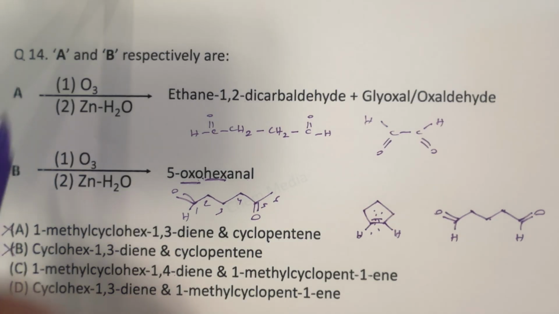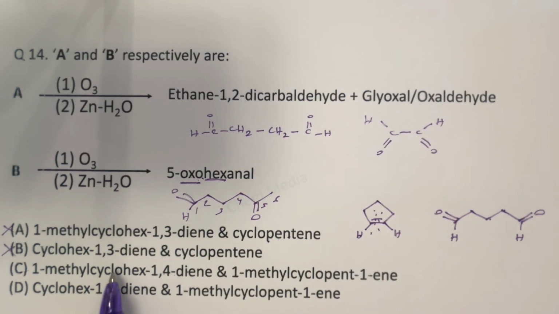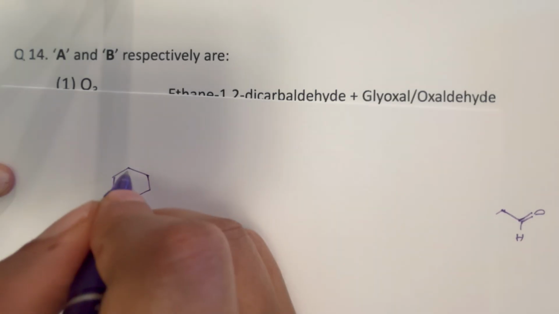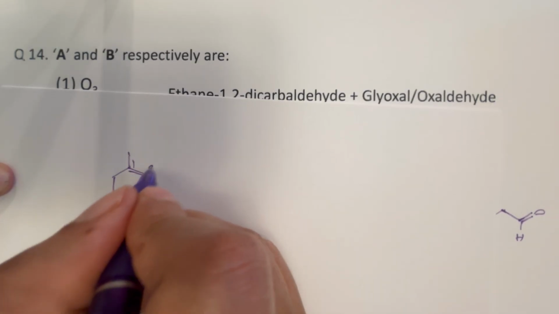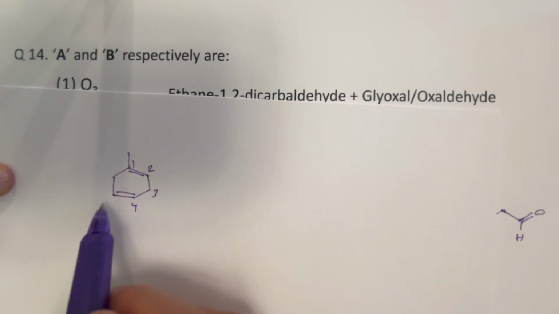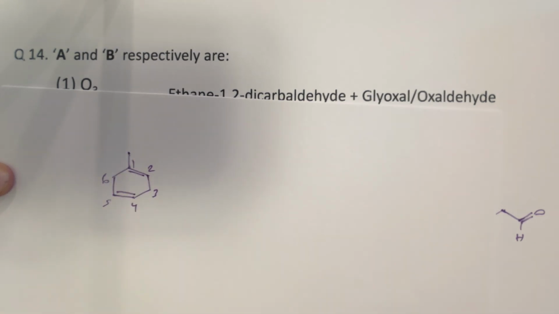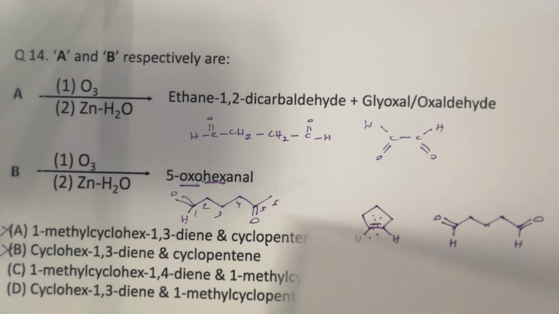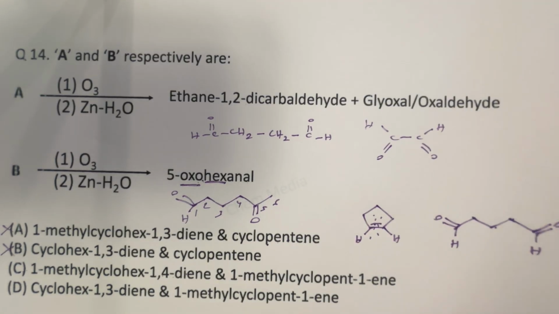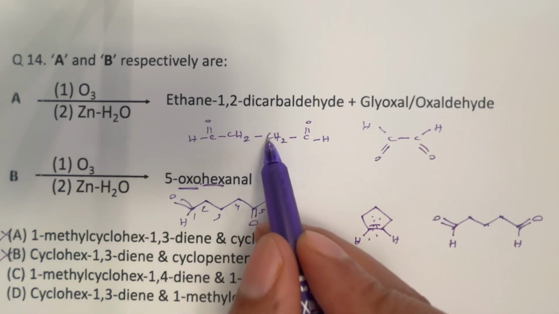If the starting material for A is 1-methyl cyclohex 1,4 diene, is it possible to get ethane 1,2 dicarbaldehyde and glyoxal? The answer is no. The reason is, in 1-methyl cyclohex 1,4 diene, let's write down the structure of that: 1-methyl 1,4 diene. We have 7 carbon atoms in total here, isn't it? If we include this carbon also, then we have 7 carbon atoms. But then in the products, do we have 7 carbon atoms for A? We don't have. The products of A should have only 6 carbon atoms, isn't it? 1, 2, 3, 4, 5, 6.